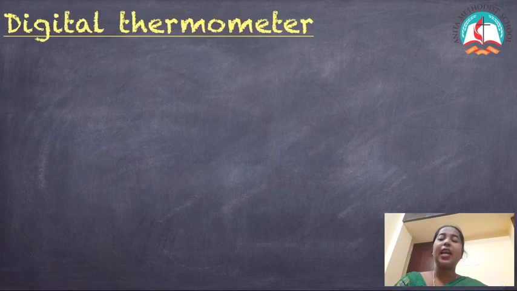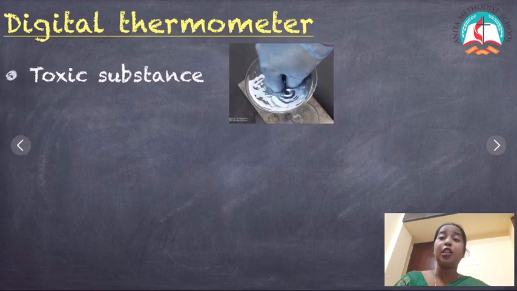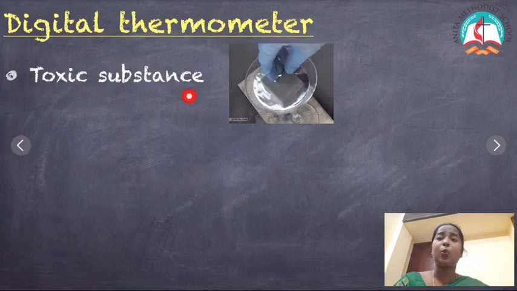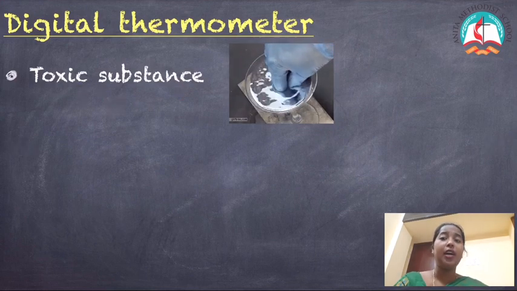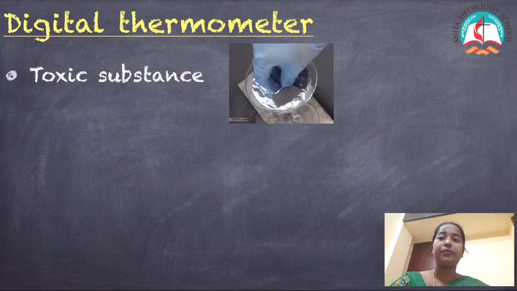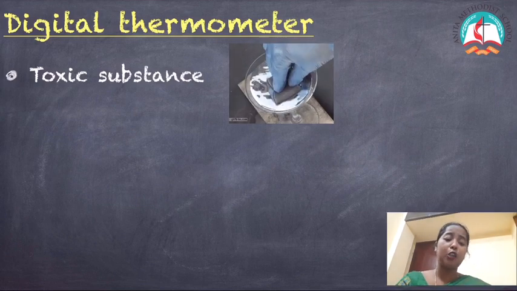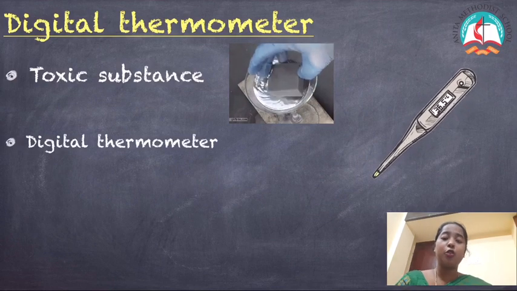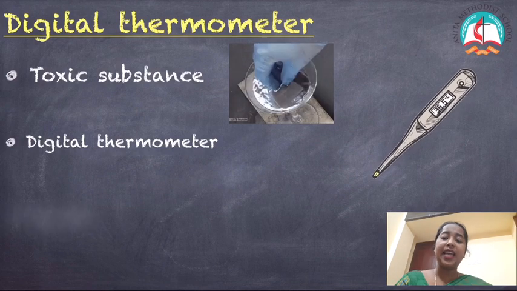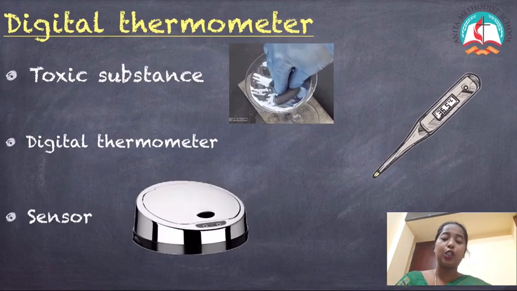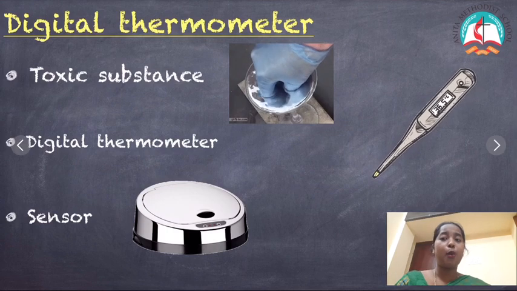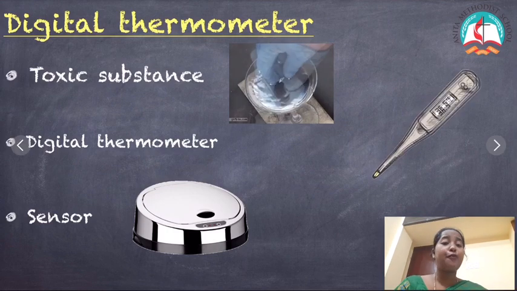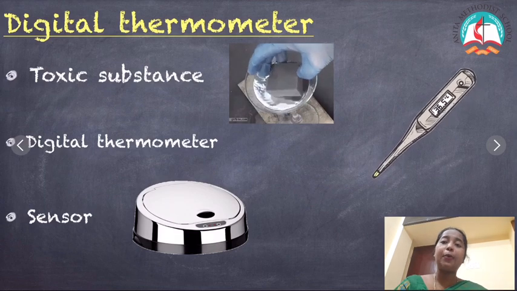Next we are going to see about the digital thermometer. We all know the use of mercury in thermometers. Mercury is a toxic substance and it is very difficult to dispose of if the thermometer breaks. These days people are using digital thermometers. They are available which do not use mercury. Instead, it has a sensor which can measure the heat coming out from the body directly and from that measure the temperature of the body.